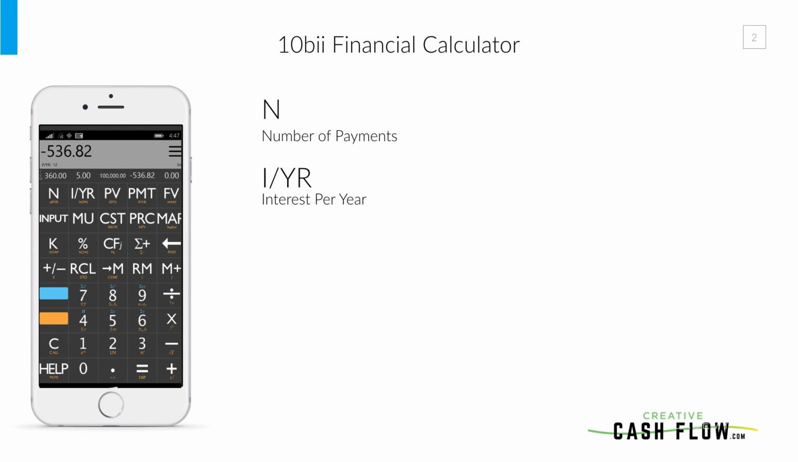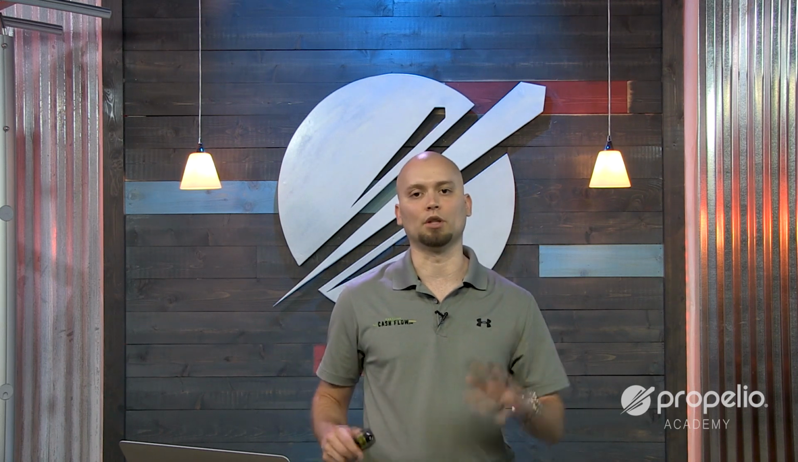The next field that we've got is I/YR. I/YR stands for interest per year. One of the nice things about the 10B2 is that you just literally type in whatever that number is. Is it 6, 9.5, whatever, just type it in, populate it, boom, you're done.